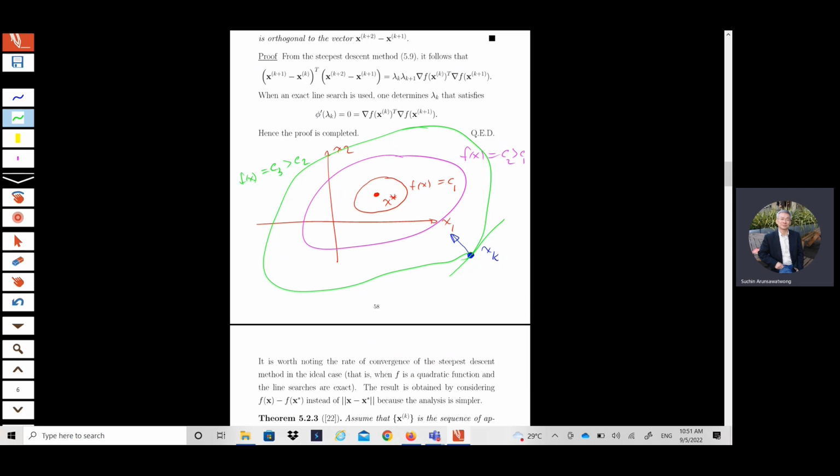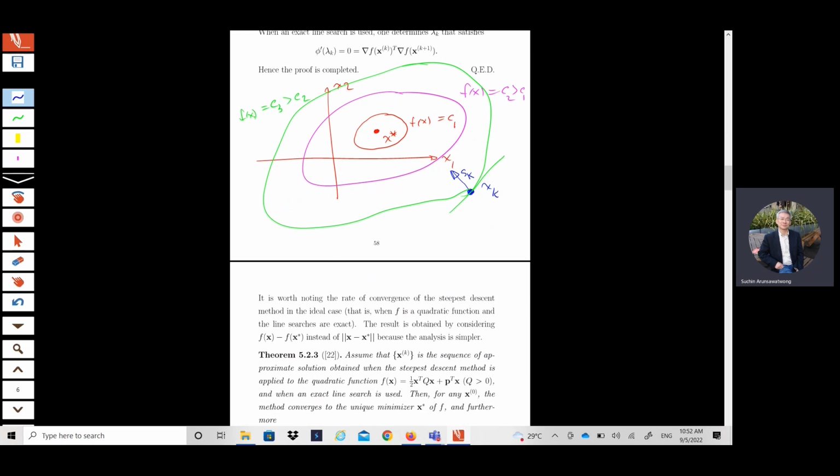So this is the search vector sk, right? Am I right? Because this is the gradient. This is the grad fx. So we search along this, and then we search along this. Let's see what happens when we search along this. When you search along this, what happens?